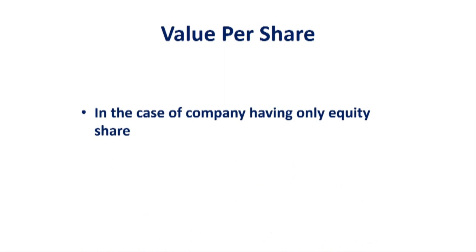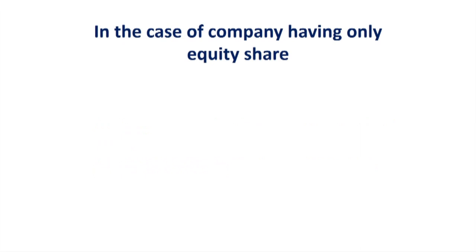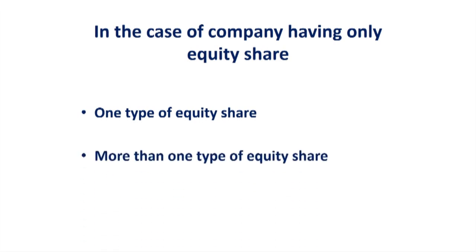Value per share: there are two cases. First, the case of a company having only equity share; second, the case of a company having equity share and preference share both. In the case of a company having only equity share, there are also two cases: first, one type of equity share, meaning the company has only one type of equity share that is fully paid; second, more than one type of equity share.